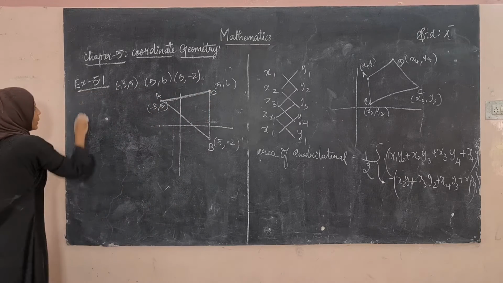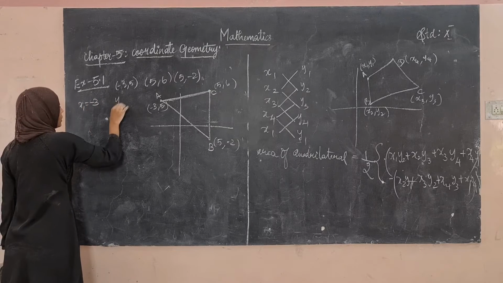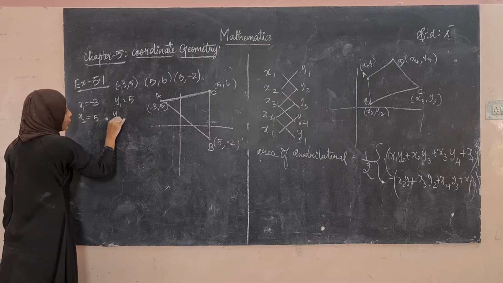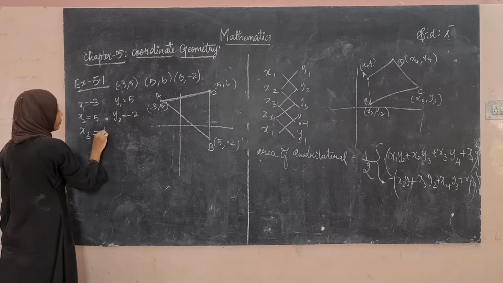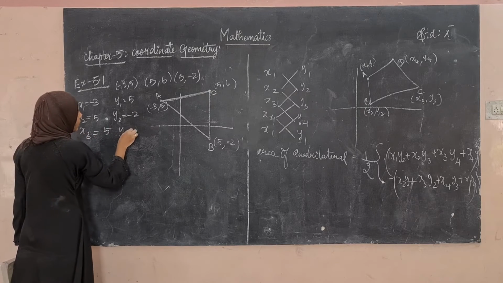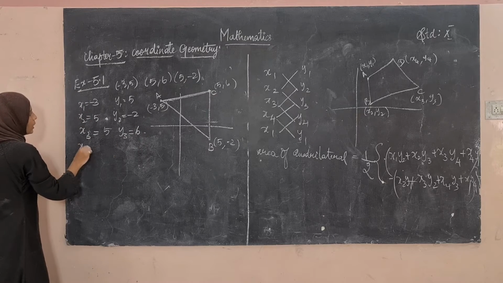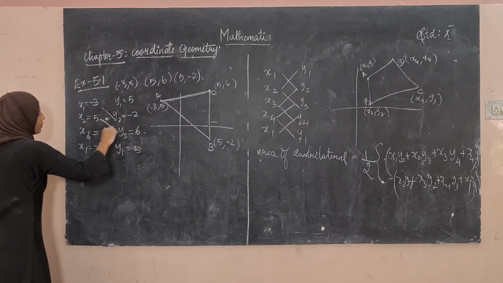Okay, so what is x1 here? x1 is equal to minus 3, y1 is equal to 5, x2 is equal to 5, y2 is equal to minus 2 and then x3 is equal to 5 and y3 is equal to 6. Okay, again it comes here, right? x1 is equal to minus 3, y1 is equal to 5. So the formula will be like this.